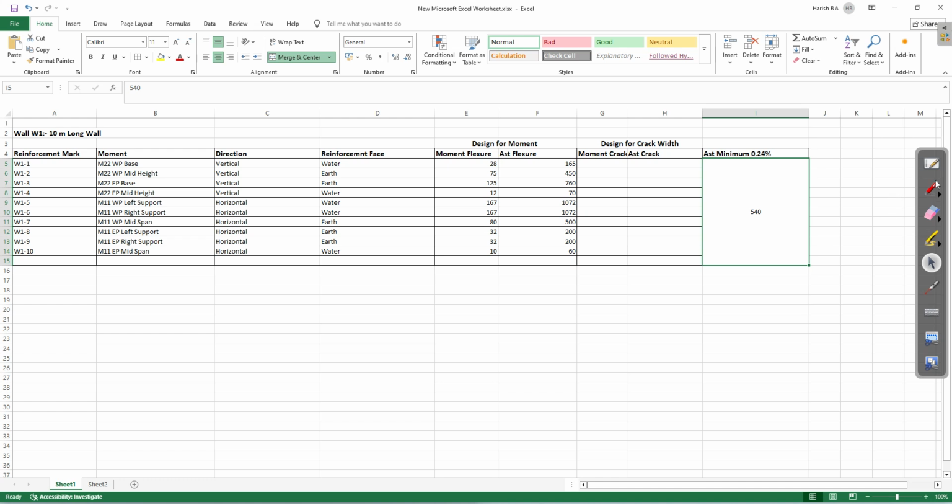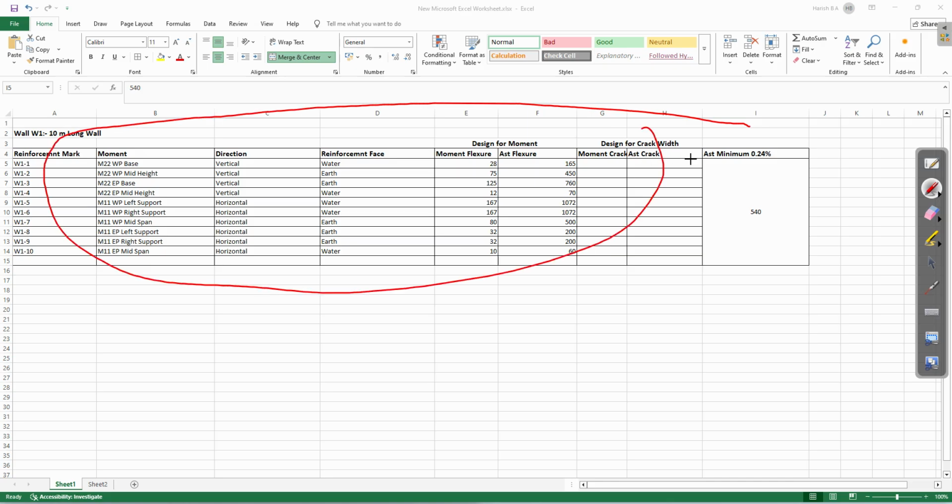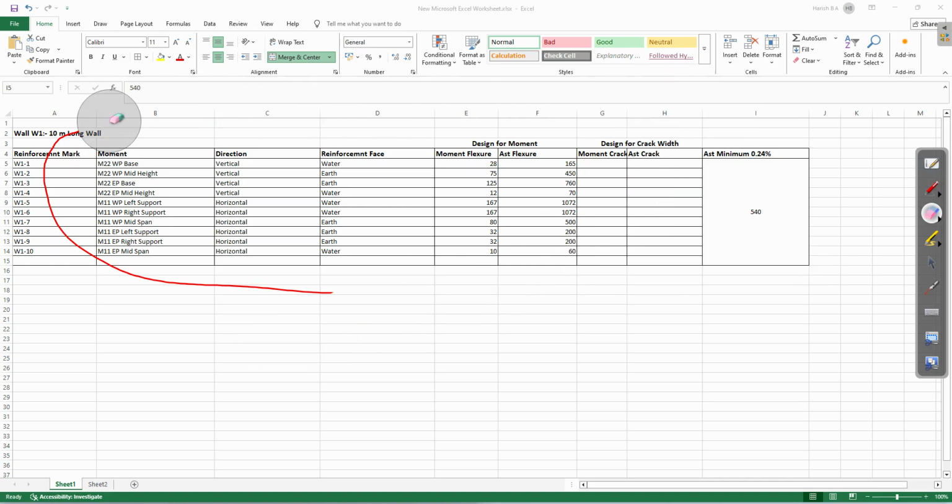So you repeat the entire steps for 8-meter long wall. You repeat the entire steps for 8-meter long wall. Okay.